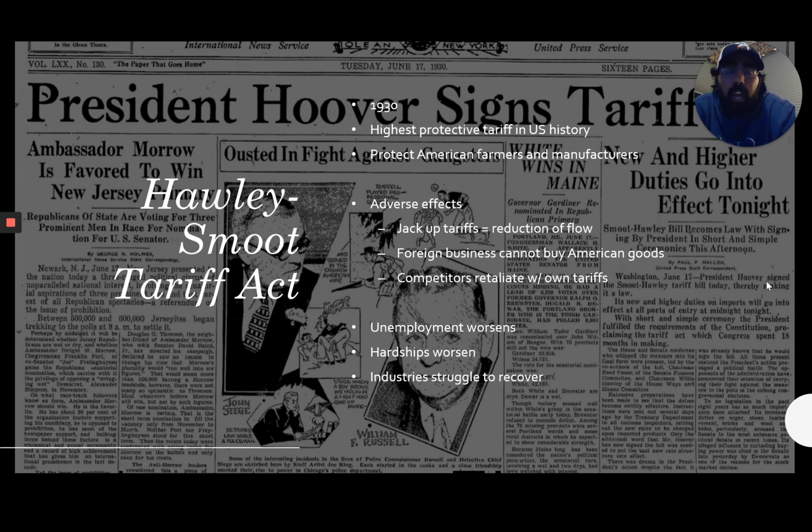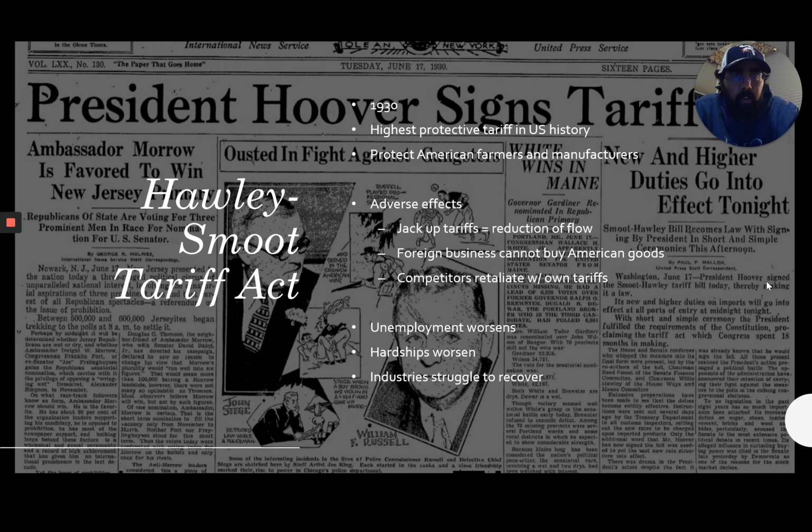So the crash happens, and Hoover's first move is to say, hey, let's sign this tariff. And this is proposed by Representative Hawley and Senator Smoot, who work together and say, here's this tariff, and it's going to be great. In 1930, they're going to pass this highest protective tariff, and it's going to protect American industries, protect American farmers and manufacturers. Perfect, right? All tariffs do this, except it has an adverse effect.